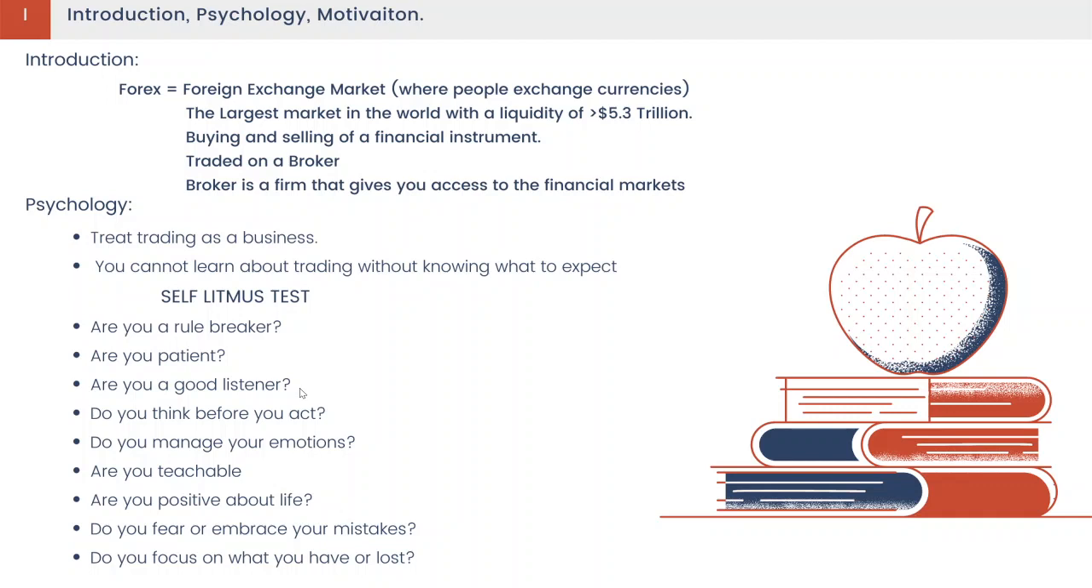When I tell you to take a trade at 1.657, would you be able to listen and take it at exactly 1.657, or would you add 2 pips and take it at 1.659? Do you think before you act? When something happens to you, are you responsive or are you reactive? Do you try and ponder what you should do, or do you just take the same idea? Do you manage your emotions, or do your emotions control you?